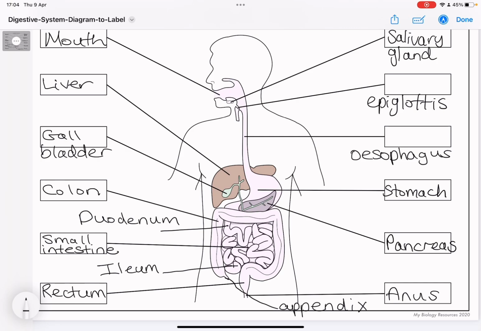The other word that you might come across is assimilation. And assimilation is what happens when we've absorbed those molecules, we start to then take them into our cells and build them into new molecules or store them away for later use. So assimilation, if you like, is the use of the food that's been both broken down and absorbed. It's how our body then gets to use it in our cells.